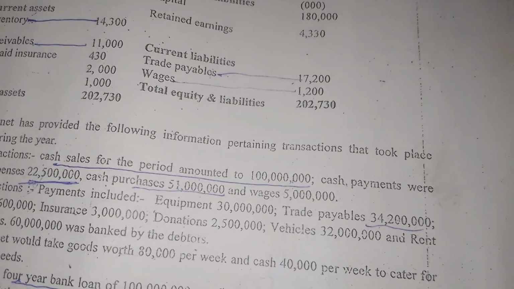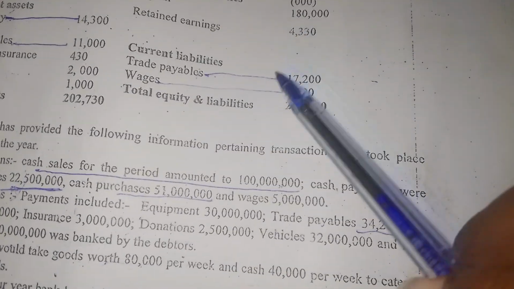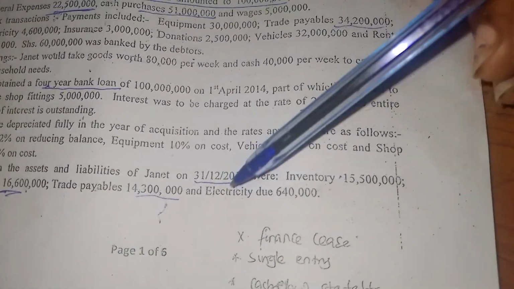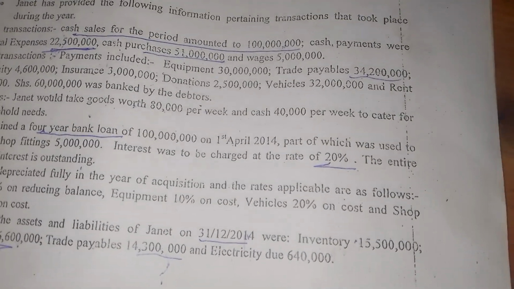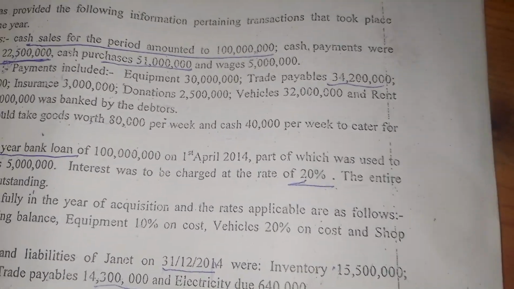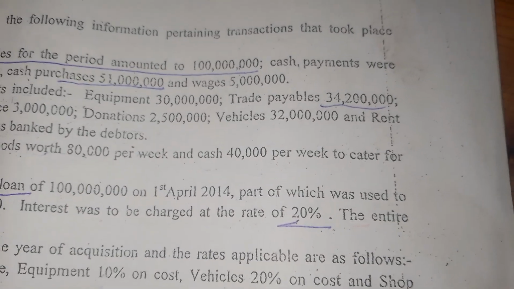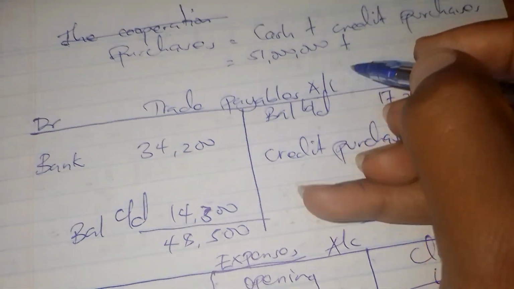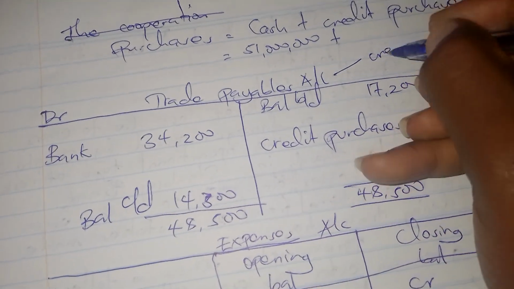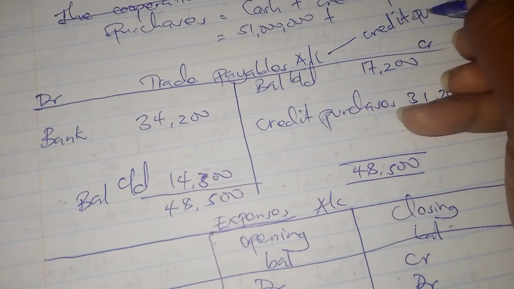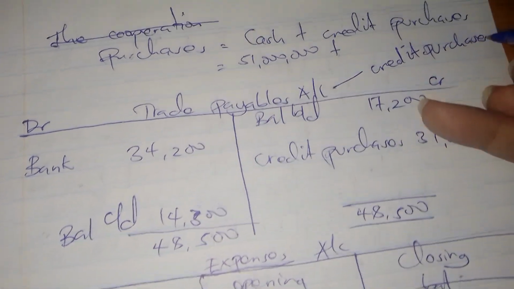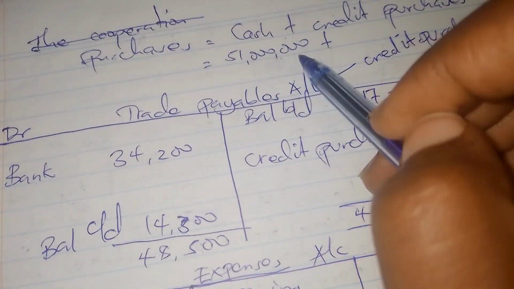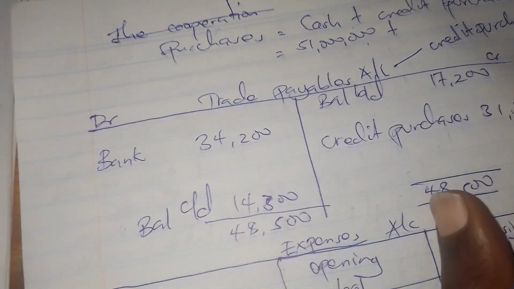So the fact that we don't have credit purchases but we have trade payables, the opening balance and the closing balance, we shall use these to get credit purchases by preparing the trade payables account. So the trade payables account will help us to determine the credit purchases. We already have the cash purchases of 51 million, so we shall determine the credit.